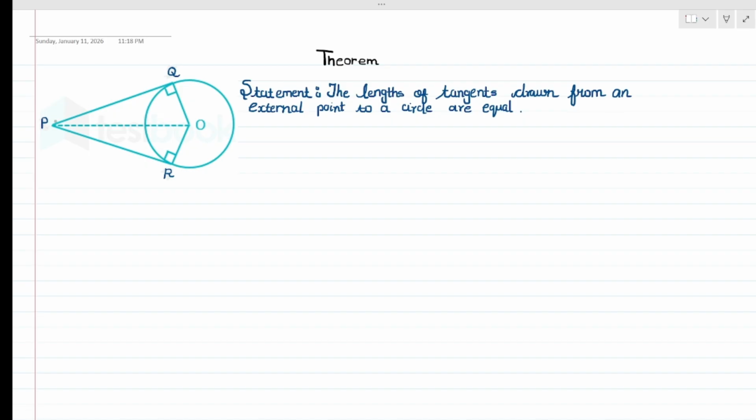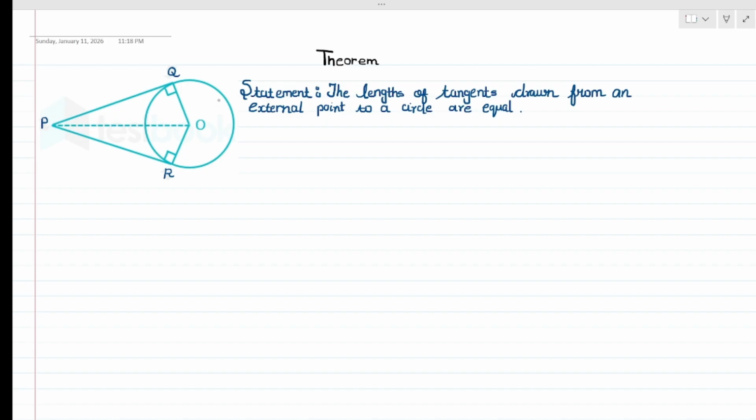Now what does a tangent mean? Tangent means a line which touches the circle at one point. So in this case, our tangent is PQ and another tangent is PR, where the points of contact are Q and R, and the length of this tangent is from the external point. Now, what is our external point in this case? Our P is an external point. So, the circle's tangent lengths are equal. That means we need to prove that PQ is equal to PR.